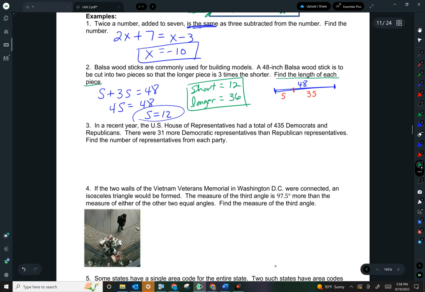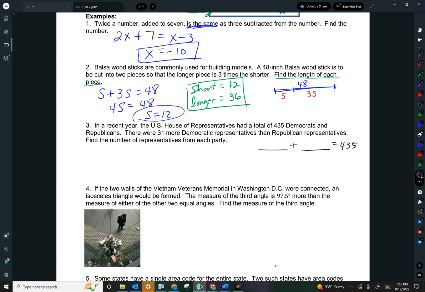Okay, look at number 3. In a recent year, the U.S. House of Representatives had a total of 435 Democrats and Republicans. So altogether, 435. There were 31 more Democratic representatives than Republicans. Find the number of representatives from each party. Okay, so here's what I'm going to think about to myself. However many Democrats plus however many Republicans equals a total of 435.